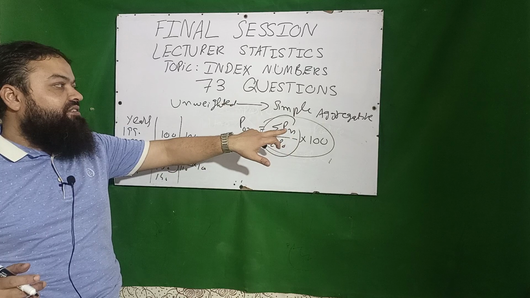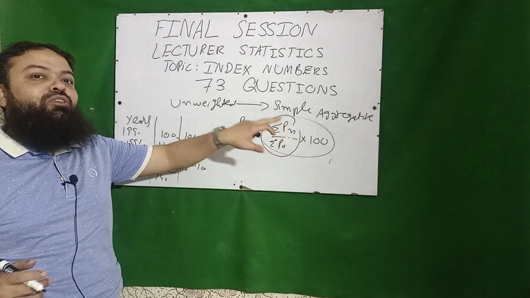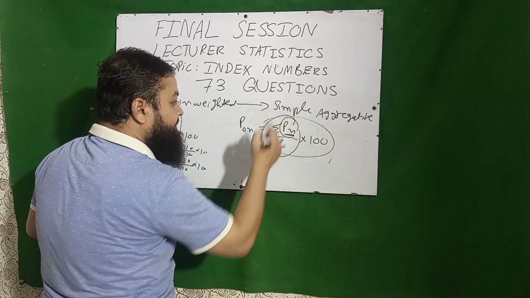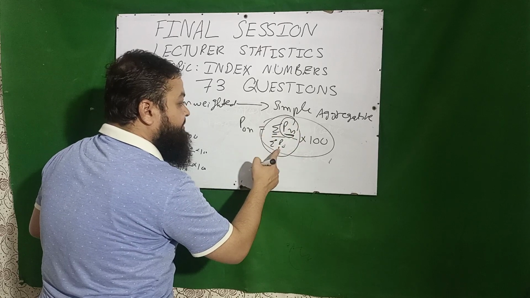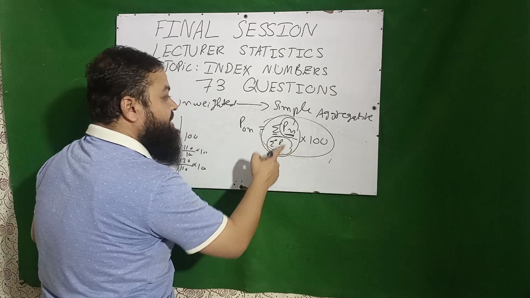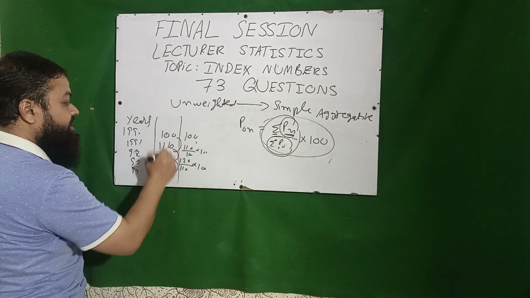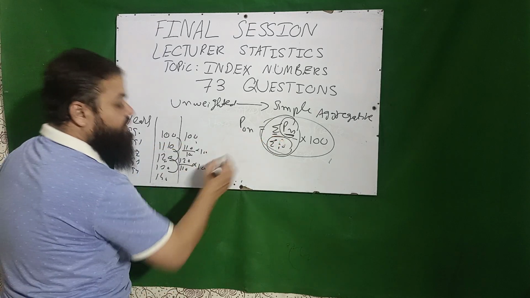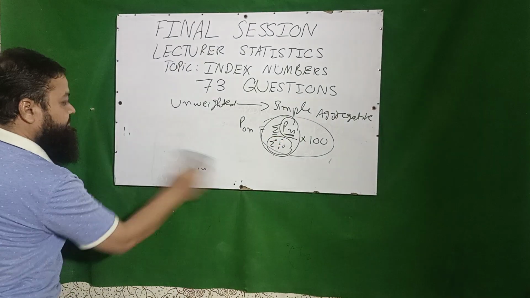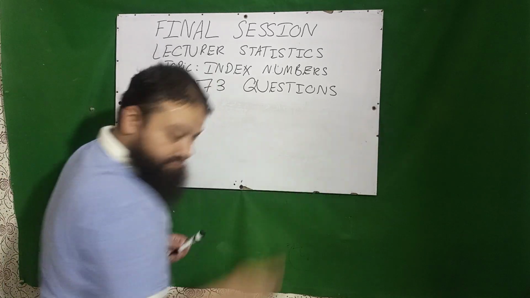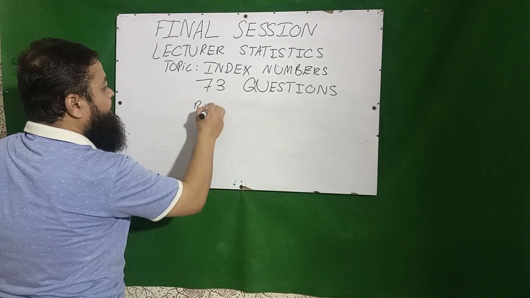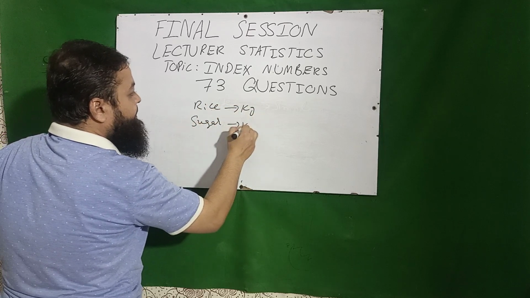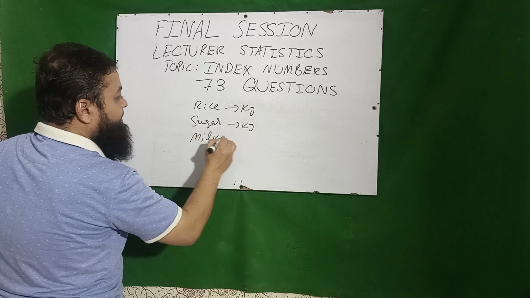But in simple aggregative, that is the drawback of simple aggregative, we sum all the prices of the new year and then we divide by the sum of the prices of the old year. This is the drawback. We are not considering the relative change one by one. It is the first drawback. And the second drawback is that, for example, we have the items, a very important MCQ. Rice is given, it is in kg. Sugar is given, it is also in kg. And milk is given, it is in liters.